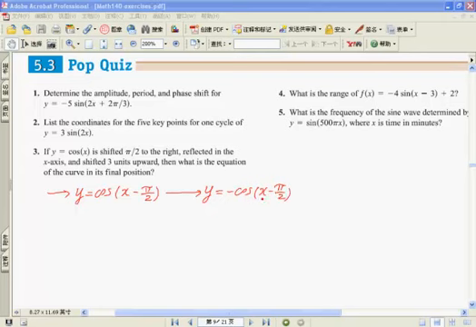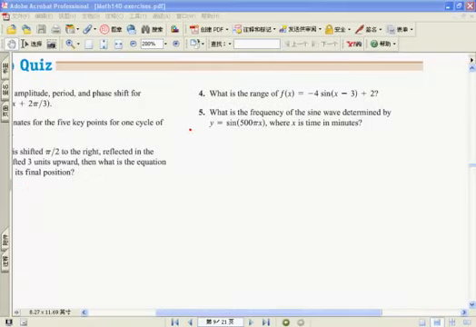And then you shift this graph 3 units upward, so finally you get y equals negative cosine of x minus pi over 2, plus 3. So this is the equation of the curve in its final position.